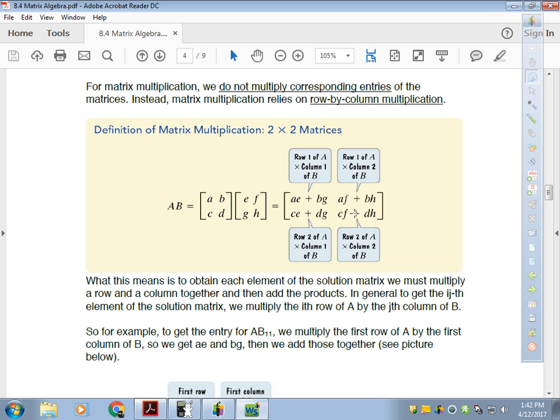And then for this last element, this is row 2, column 2. So I'm going to take row 2, which is C D, multiply it by column 2, which is F H. So C times F, D times H. I get CF plus DH. So that's kind of the way our process works. We take a row and we multiply it by a column. And then we go into the next one. Row by column, row by column. Okay.